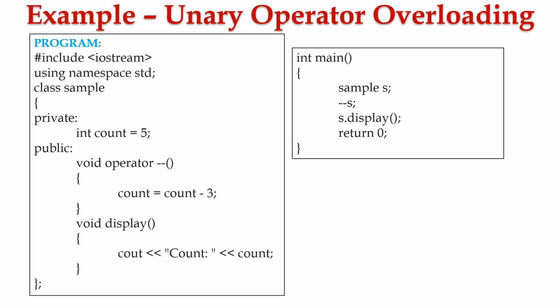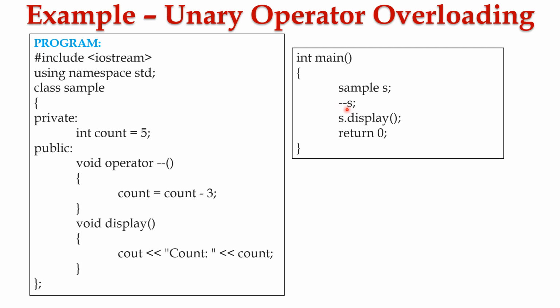Next, we can see how the code gets executed. We all know that the execution starts from the main method. So here, first we have created the object s for the class Sample. The next statement is --s. So this calls the overloaded operator -- on the object s.